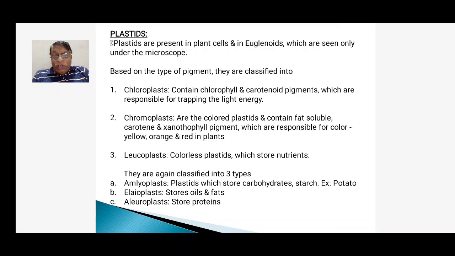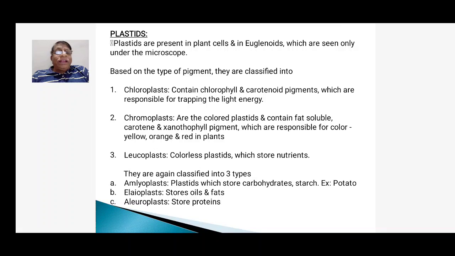Okay. Next, leukoplast. Third type of plastids. The plastids which are colorless are called leukoplast plastids. The main function of leukoplasts is storage of food materials or nutrients. Now I repeat once again. The function of chloroplast is photosynthesis mainly. The function of chromoplast, attract insects for pollination. The function of leukoplast, storage of nutrients or food materials.